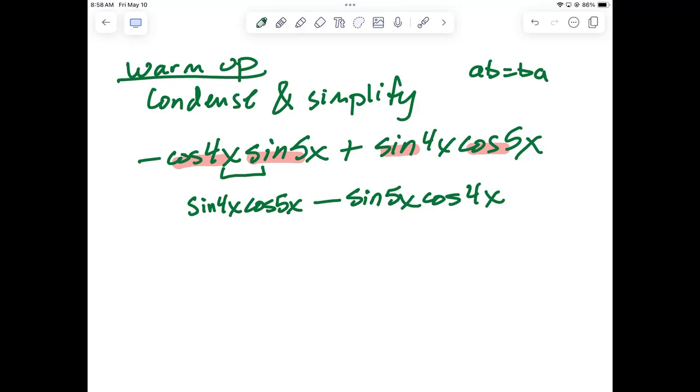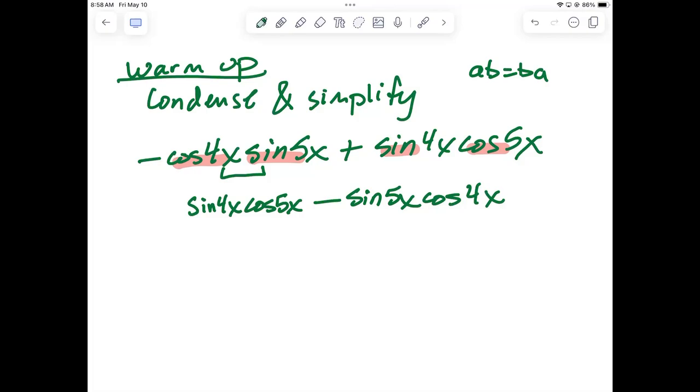Wait, did you not have to factor out? No, you don't. You don't have to factor out the negative if you just commute the terms. Okay? If you do factor out the negative, well, you'd have a negative out front, and then you'd have to flip it around. You should get the same answer. This is the easier way to do it.